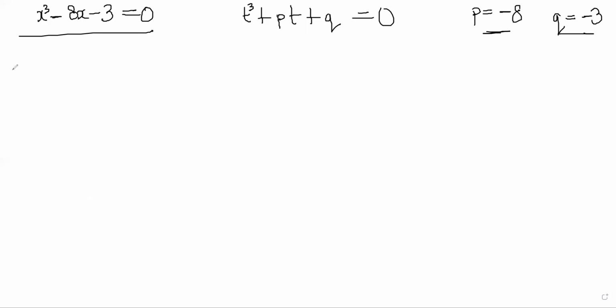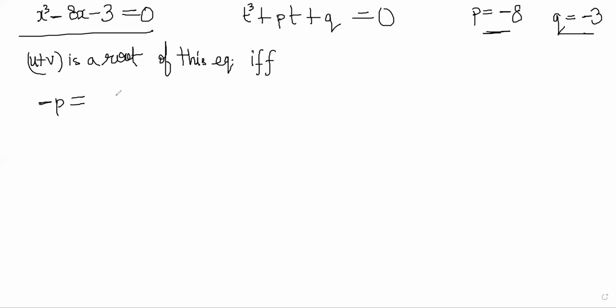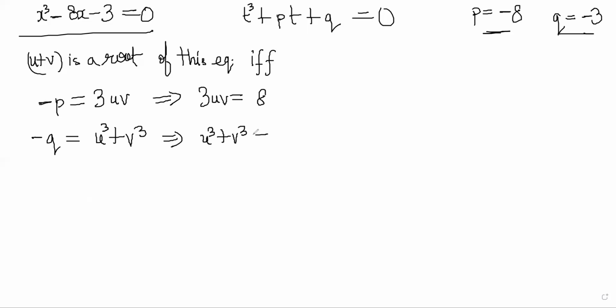And how do you find u and v? He is saying that u plus v is a root of this equation if and only if you have minus p is equal to 3uv and minus q is equal to u cube plus v cube, right? So minus p is here, basically 3uv is equal to 8 and u cube plus v cube is equal to 3, right? These values are there.